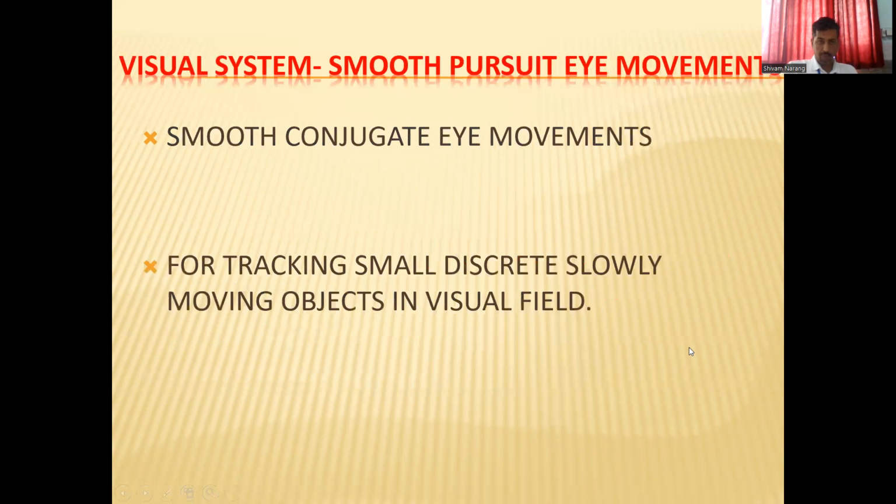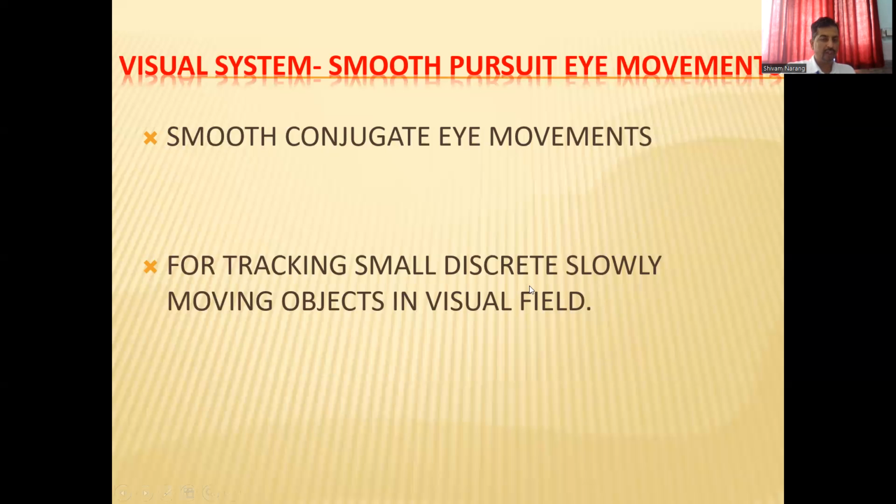We finish with the saccadic movements. Now, what are the smooth pursuit eye movements? What we have discussed till now is head movement with a static target. But what if, while moving, we want to follow a moving object? This is called a smooth conjugate eye movement. This movement is for tracking small, slowly moving objects in our visual field. Here there is a movement of our head as well as a moving object.